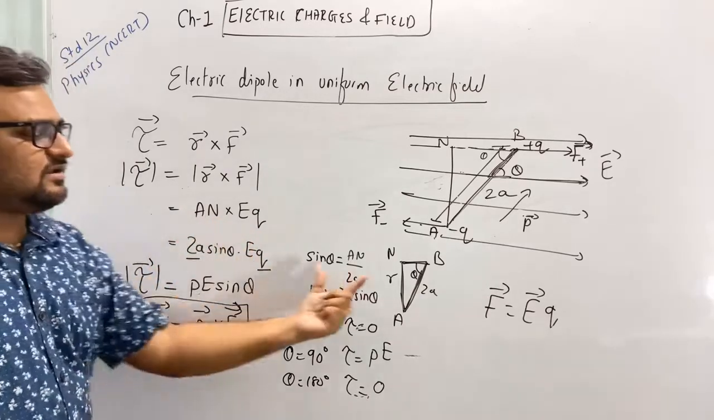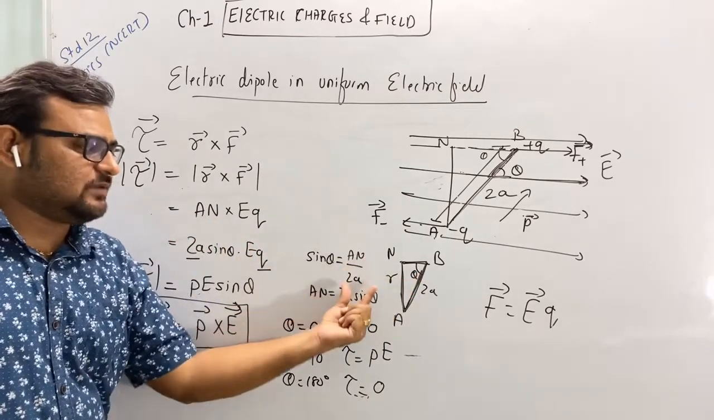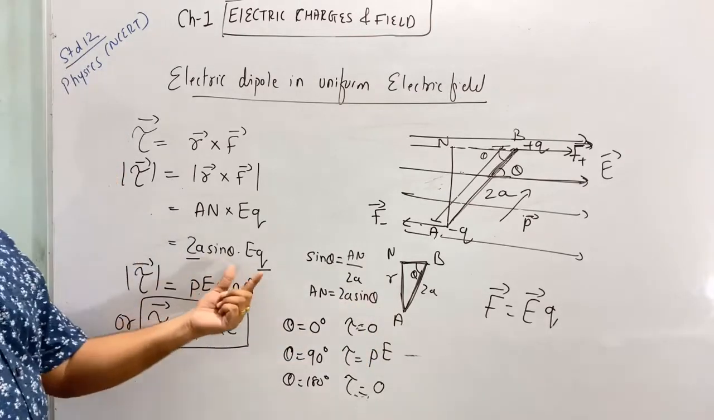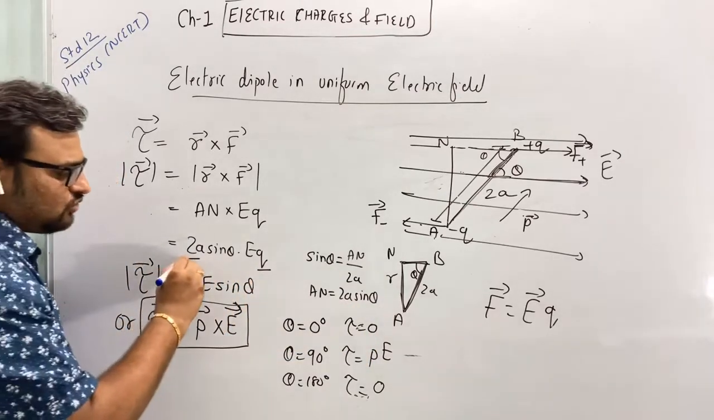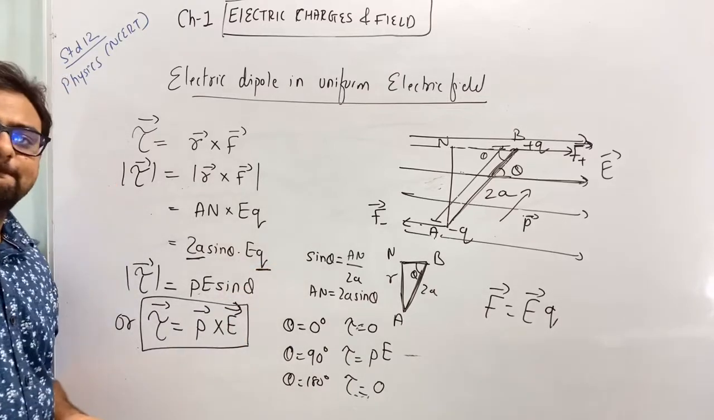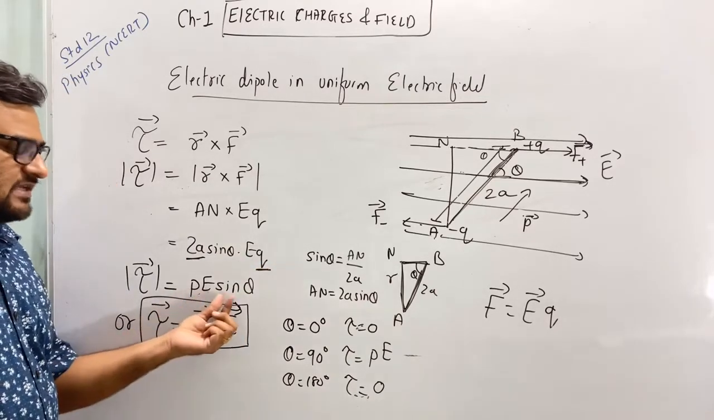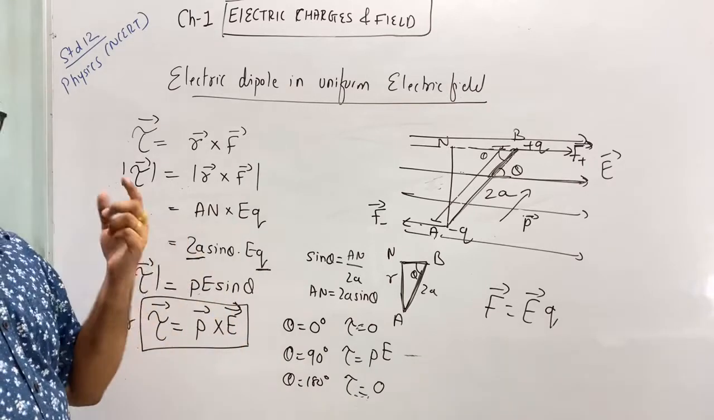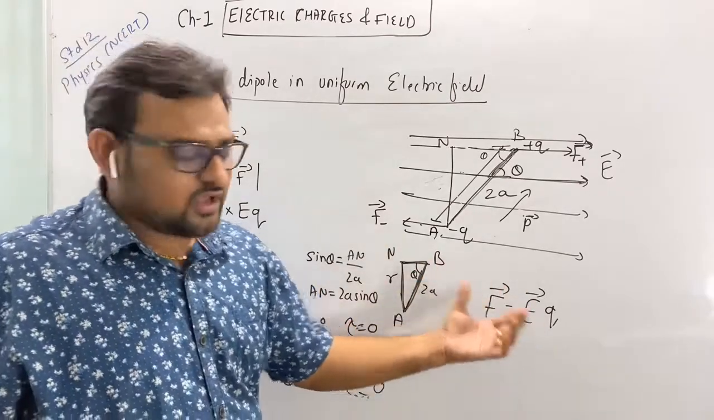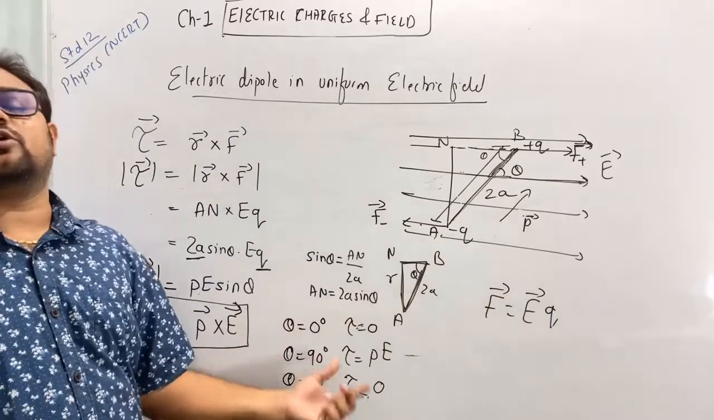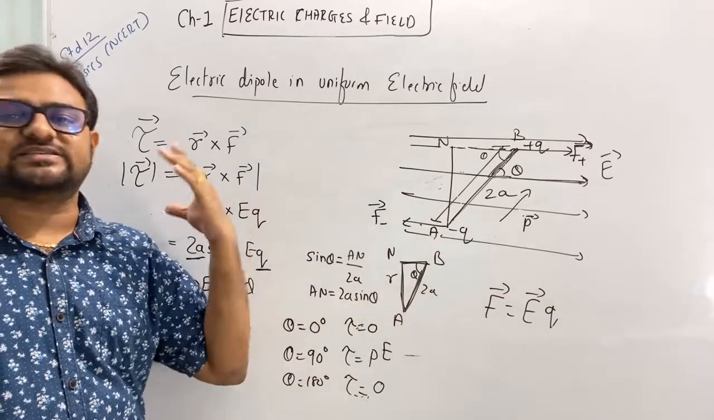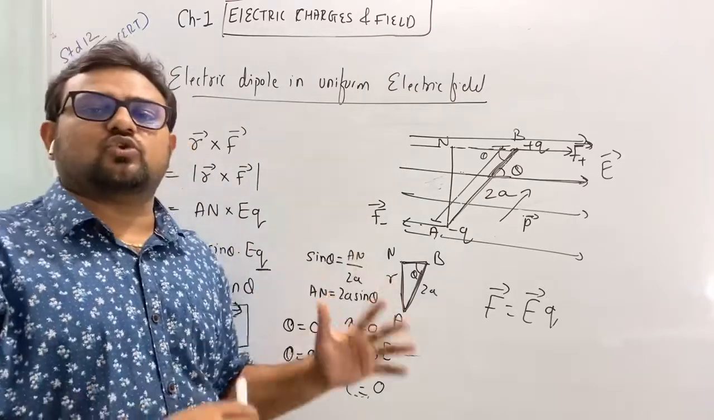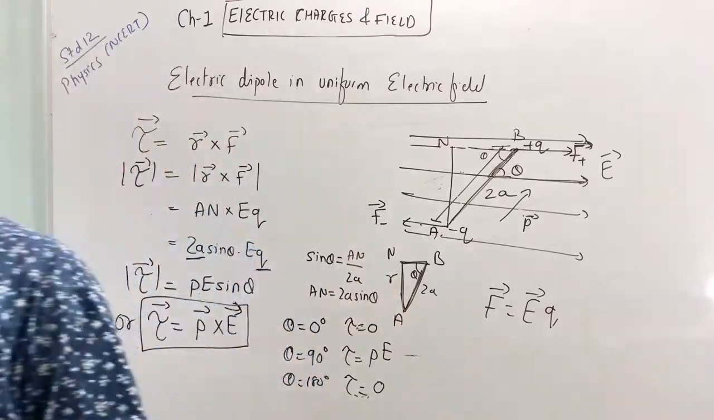The formula for torque is r cross F, magnitude wise r times F, where r is the perpendicular distance between the two lines of action of force. So this r is AN, and the formula for F is EQ magnitude wise. So what is AN? In this triangle, sin theta is AN by 2a, so AN is equal to 2a sin theta. So torque is 2a sin theta times EQ. Now 2aQ is the dipole moment p. So torque is pE sin theta, in vector form p cross E. Right? If the angle is 0, torque is 0. If the angle is 90 degrees, torque will be equal to pE, that is, maximum. Okay? So now just go through this topic.